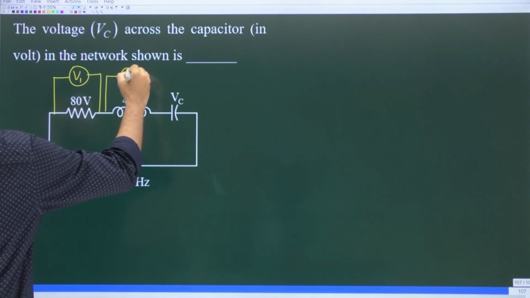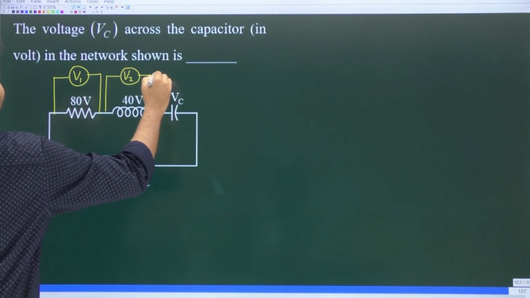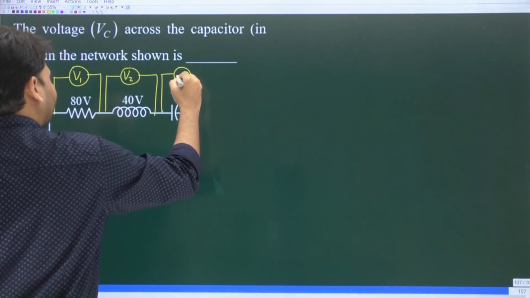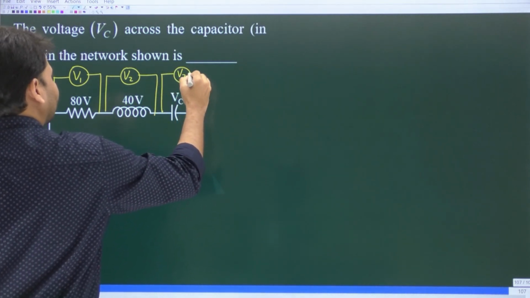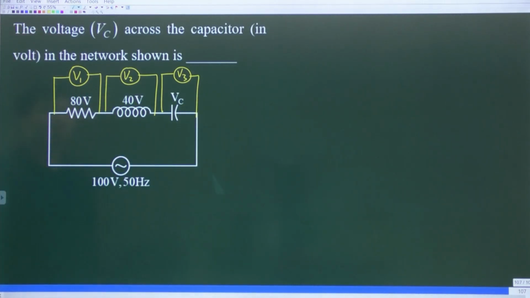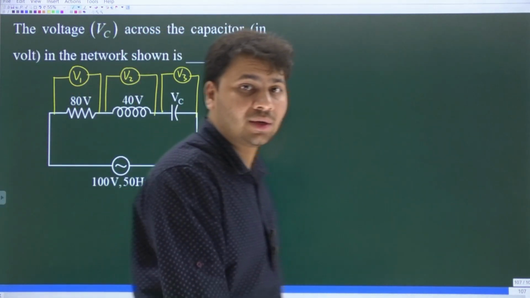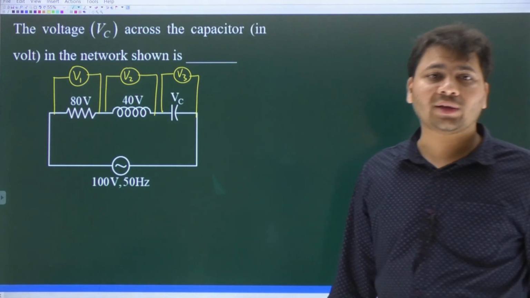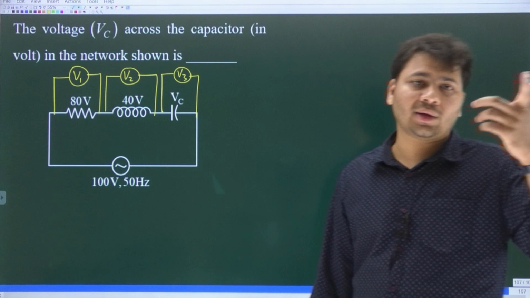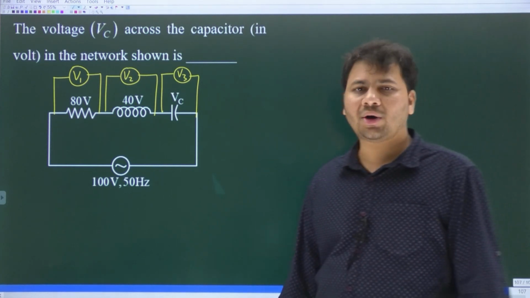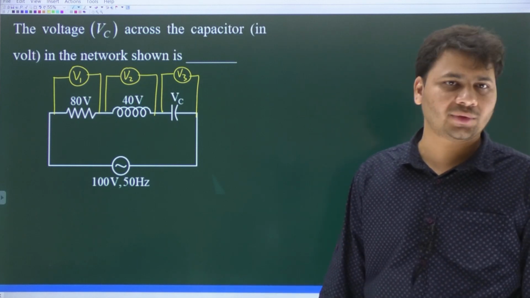Across the inductor also an AC voltmeter is connected, which is V2. Across the capacitor also an AC voltmeter is connected, which is V3. So what are these V1, V2 and V3? They are three ideal AC voltmeters. Just like an AC ammeter measures the RMS value of the current, an AC voltmeter will measure the RMS value of the voltage.